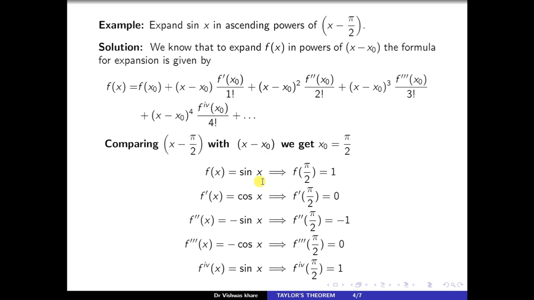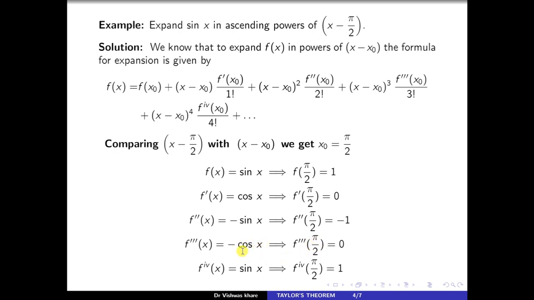So we have f(x) = sin x, which implies f(π/2) is 1. f'(x) is equal to cos x, so f'(π/2) is 0. f''(x), the derivative of cos x, is minus sin x, so f''(π/2) is minus 1. f'''(x), the derivative of minus sin x, is simply minus cos x, so f'''(π/2) is 0.